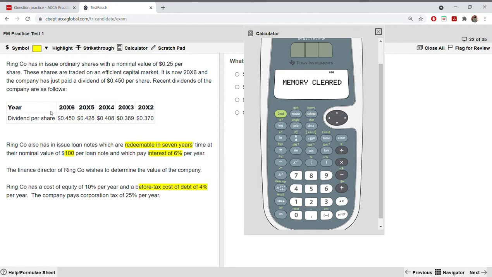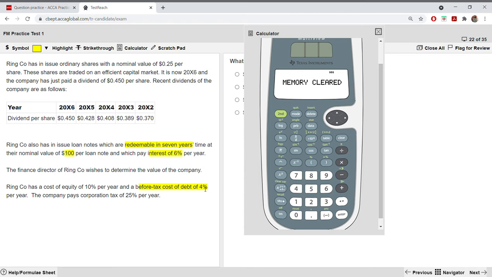That means, 1st year, 2nd year, 3rd year, 4th year, 5th year, 6th year, 7th year also you are paying 6. Like this, you will keep on paying till 7 year. In the 7th year, it will be 106: 6 of interest and 100 of the principal amount. All these years when you are paying the interest, 6, 6, 6, and finally you are paying 100 plus 6, you need to discount it. That discount factor is this 4%. You are discounting it by 4% before tax cost of debt.